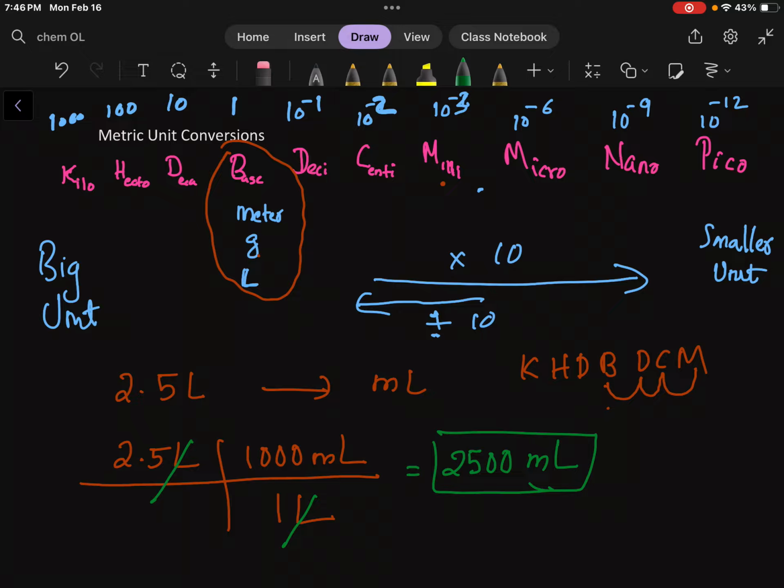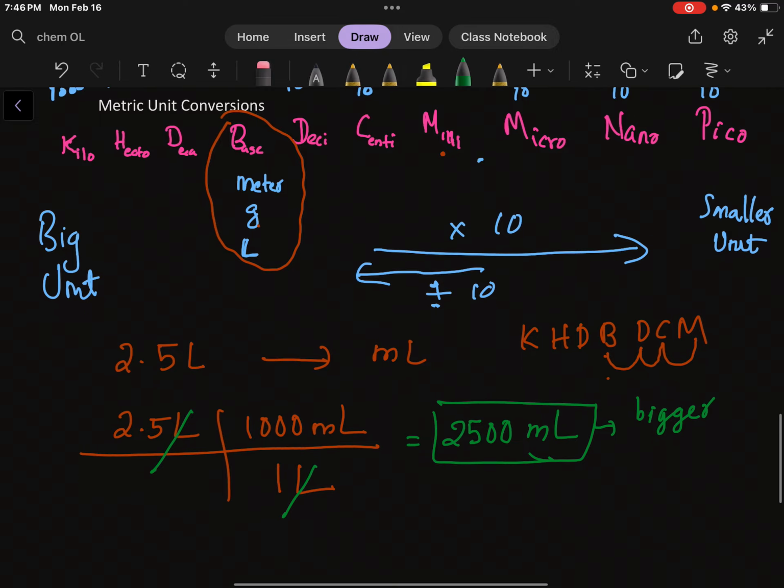So whenever you convert towards the right, to a smaller unit, your value will become bigger, because the unit is smaller.